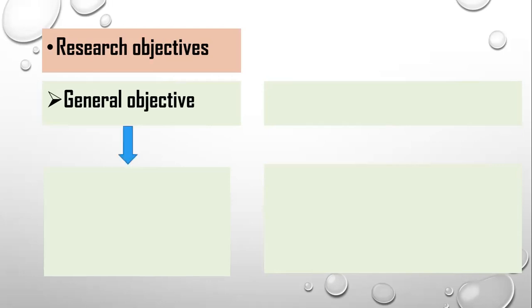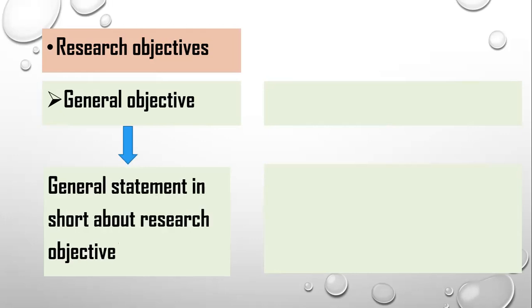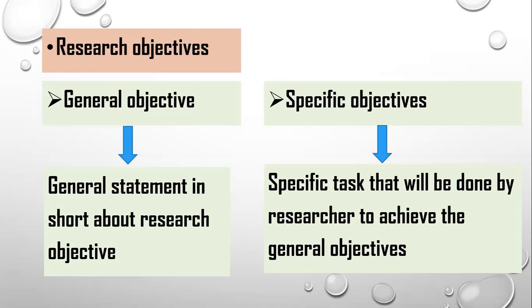Actually, the general objective is a general statement, written very briefly, about what the researcher wants to do, and the specific objectives are the specific tasks that will be done by the researcher to achieve the general objective. And you must keep in mind that the specific objectives are not one, they are several, but each specific objective is a single statement.